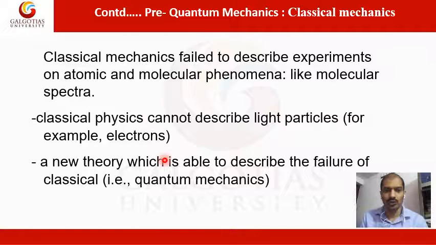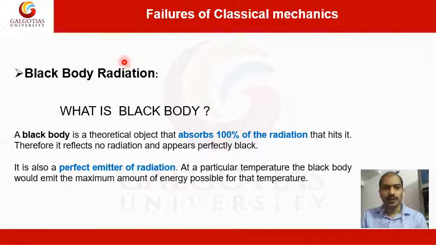Therefore a new theory, able to describe what classical mechanics could not, originated as quantum mechanics, and the failure of many explanations on the basis of classical mechanics led to explaining those phenomena with the help of quantum mechanics. Let us see how classical mechanics failed. The most important example here is blackbody radiation.